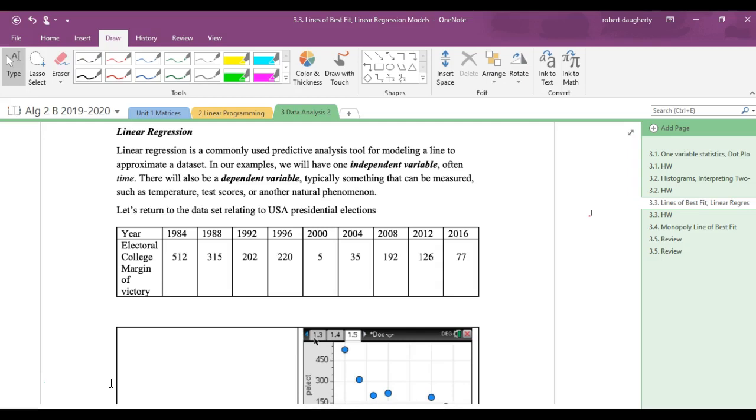So this is the year of an election in the United States, national election. This is the Electoral College margin of victory for that year. Now, what we've typically been doing, we've been typically entering one data set, like the speed of the cars, grades that you made, sizes of class. Now we've got two variables in our data set.